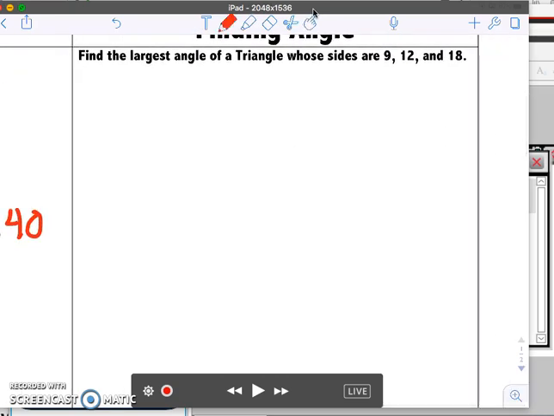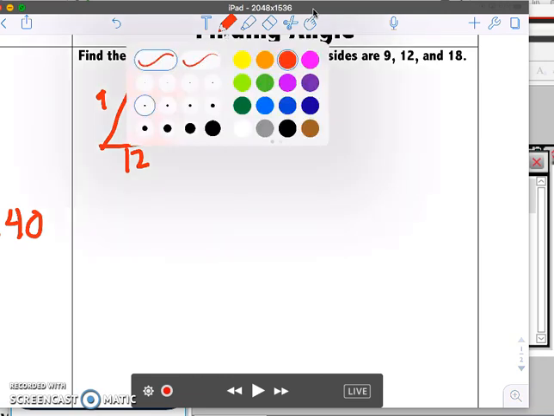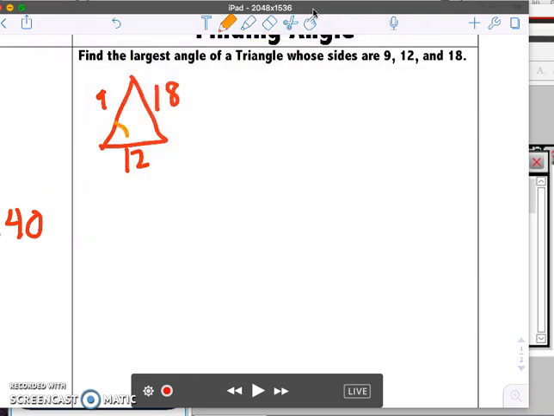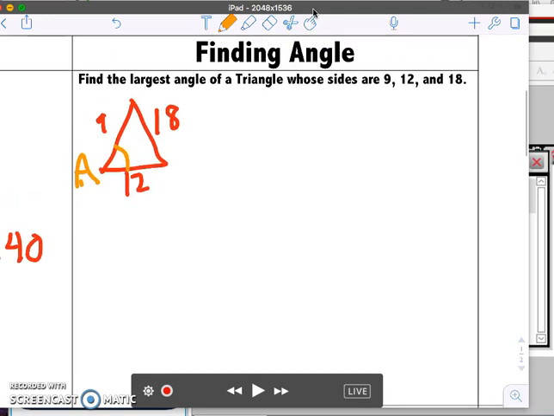So we're going to find something here. It says find the largest angle of a triangle whose side lengths are 9, 12, and 18. Well, the largest angle corresponds with the largest side, so this is the angle we're going to find. So let's call that A. Now it's a little different here because we have all sides. Again, we can't use law of sines, so we're going to use the law of cosines. And if the angle we're trying to find is A, we're going to start with that corresponding side.